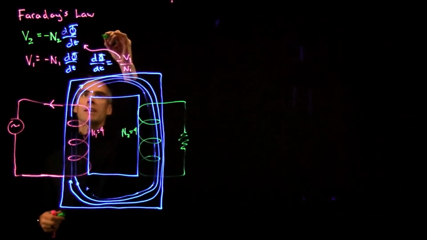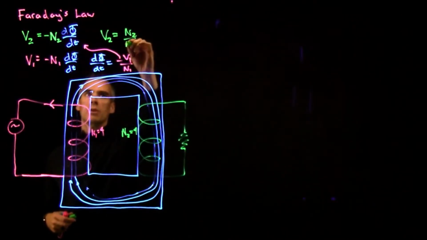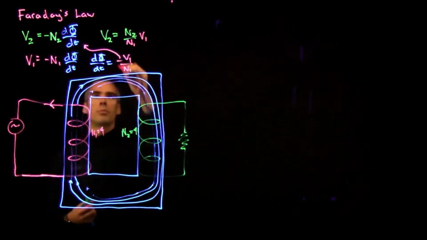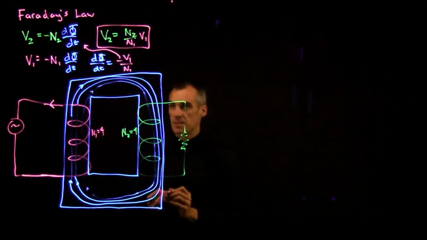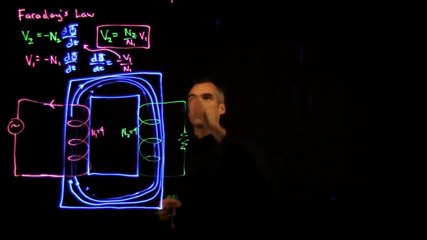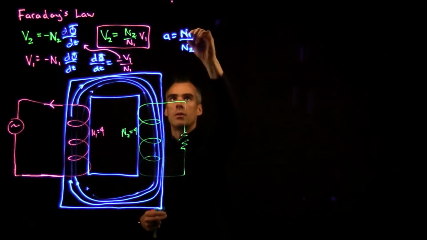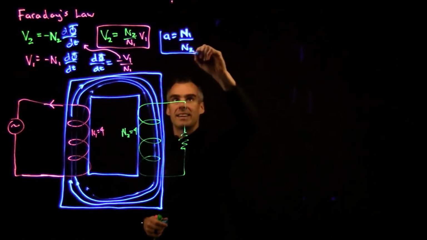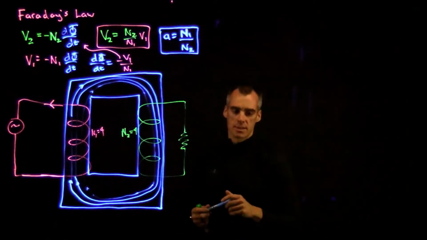So now we've got v2 is simply equal to n2 over n1 times v1. And that's a pretty important one, so let's go ahead and box that in. And it brings up this term here, this n2 over n1, that's an important ratio. And we're going to call this term a, but it's actually going to be n1 over n2. And let's box that in, because again, this is very important. And let's go ahead and see how this works in a circuit.